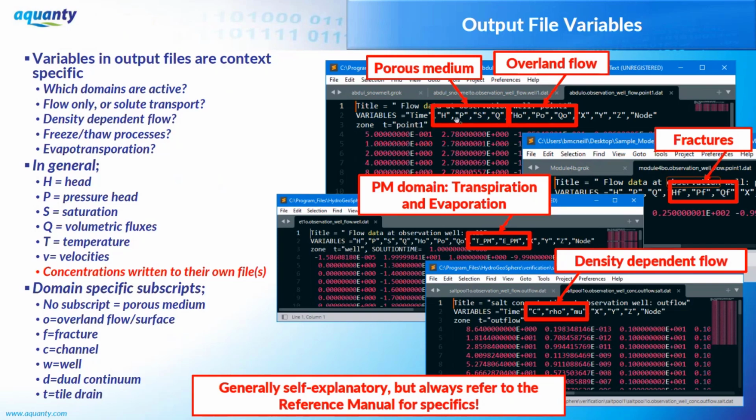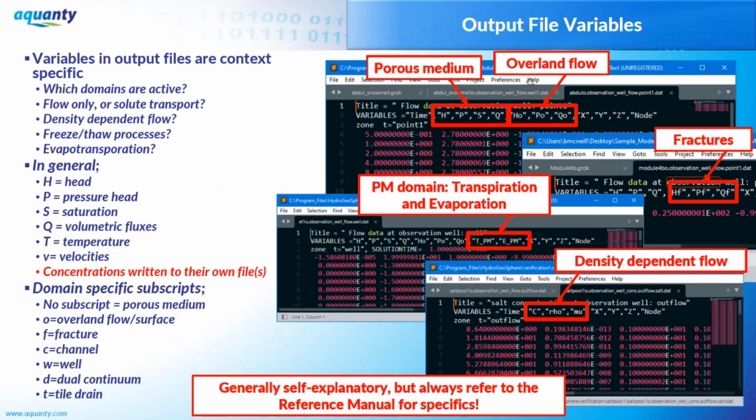If you look at this file, it was in a model that has both porous media domain and overland domain. So you will have your head, pressure, saturation, discharge. And if it doesn't have any notation, this is the default one, and the default one is for porous media. H node, P node, Q node.